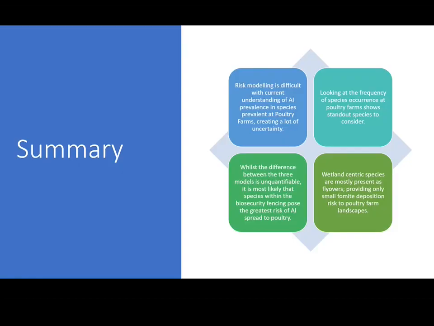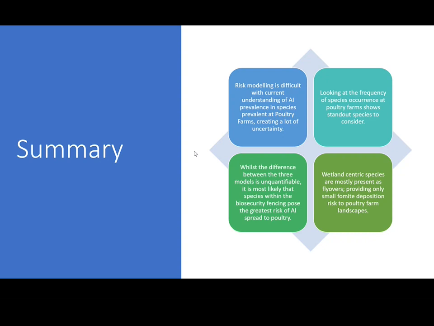So to summarize this, risk modeling is difficult with our current understanding of AI prevalence in species prevalent at poultry farms, creating a lot of uncertainty. Looking at the frequency of species occurrences at poultry farms shows standout species to consider. I've mentioned pied wagtail within that. That's probably my big standout from that group. Whilst the difference between the three models is unquantifiable, it is most likely that species within the biosecurity fence pose the greatest risk of AI spread to poultry.